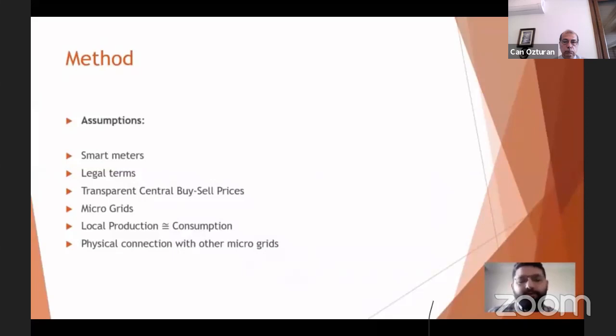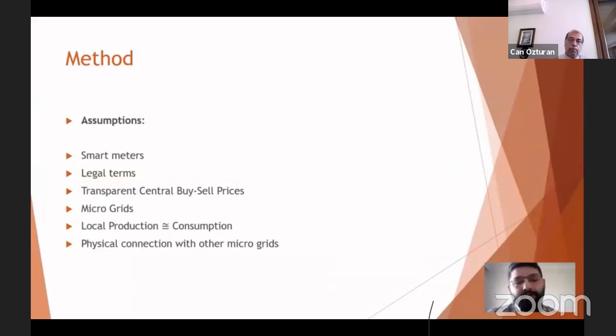I tried to develop the method by making the assumptions that smart meters are available and are established on homes. And there are no legal terms in the country that is being used, like banning trade of electricity between the consumers and prosumers. And there should be legal terms that government does not prevent any attempt to use blockchain on energy trade. And there needs to be a transparent buy-sell price from the central authority, in this case most of the time it's the government.